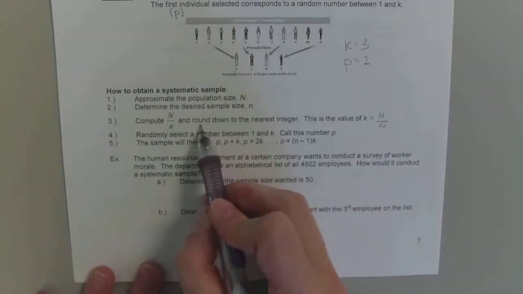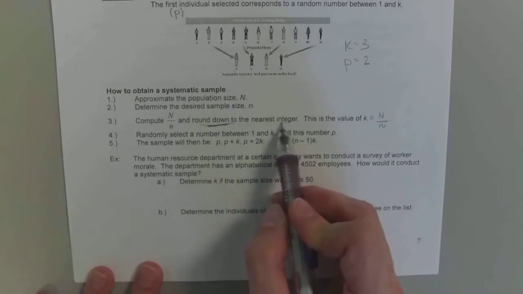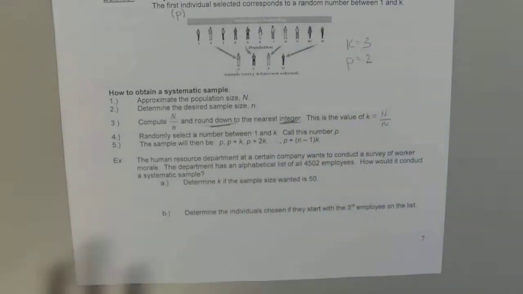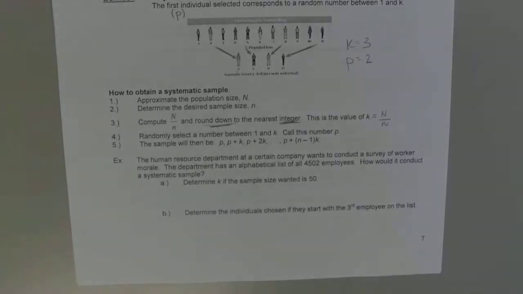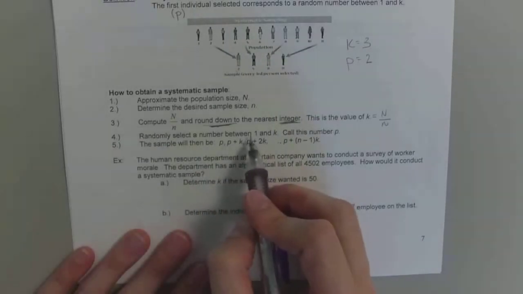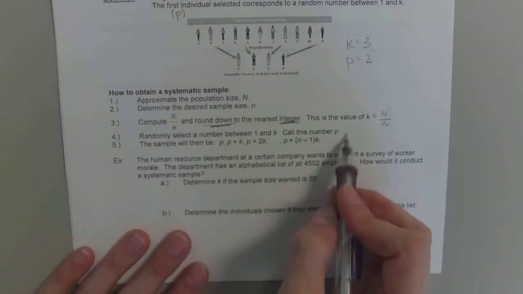But you always want to round down to the nearest integer. And I know that's kind of weird because if you get like 4.8, you want to round up to 5. But if you start counting by 5s, you might jump over the last person. So you're always kind of hesitant, and so you're only going to count by 4s, so you don't go past the last person. It says randomly select the number between 1 and k to start with.